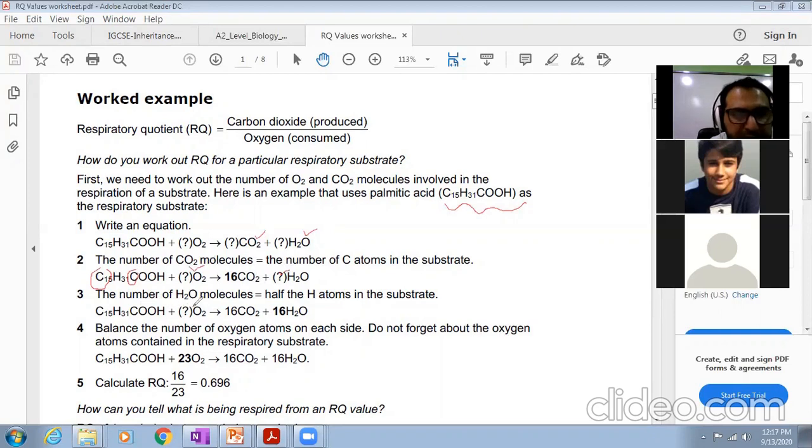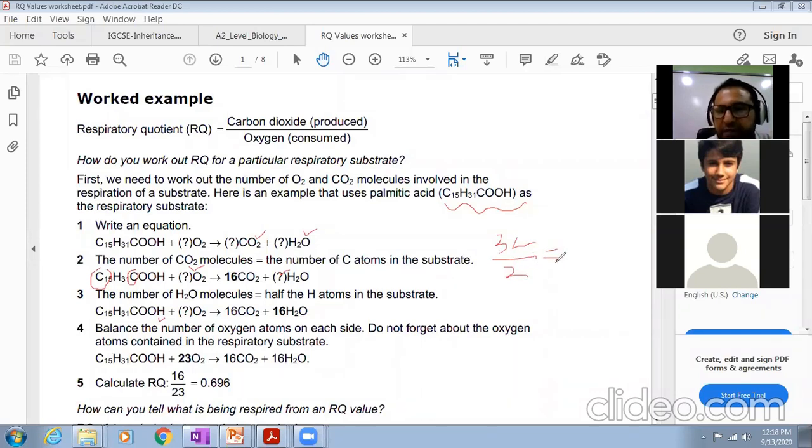Remember, the third step you will follow is this: the number of water molecules is equal to half of the hydrogen atoms in the substrate. So let's count. How many hydrogen atoms do I have in this substrate? 1 hydrogen and this one 31, right? So the total number I have is 32. So 32 divided by 2, because I have to take half, right? What will it give you?